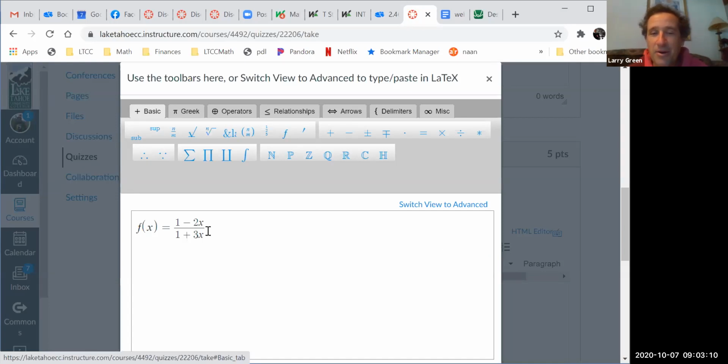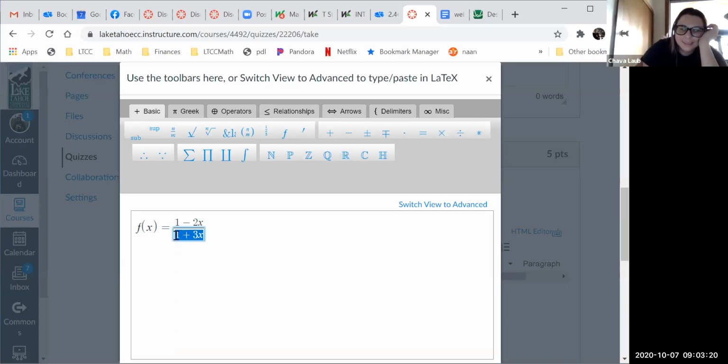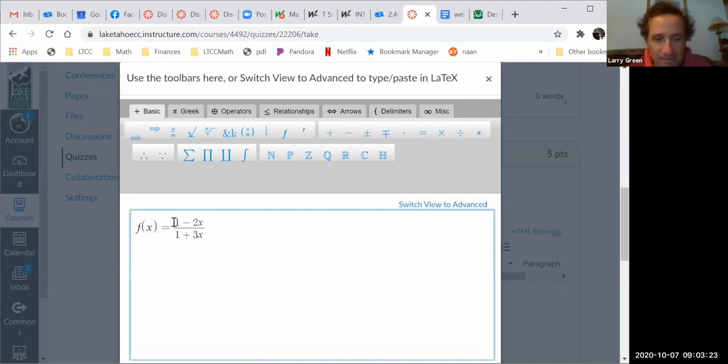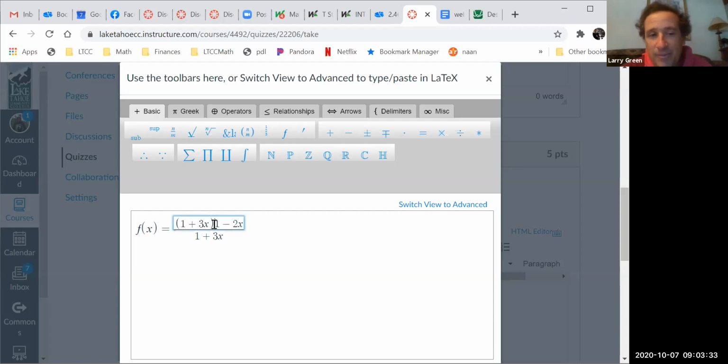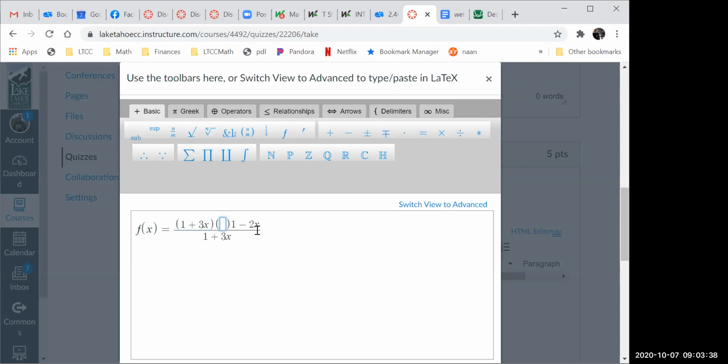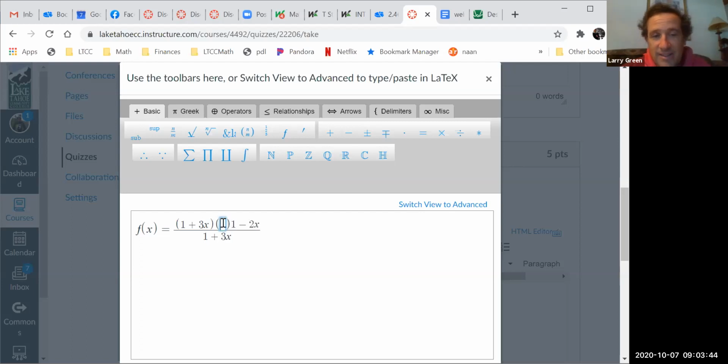And hopefully you remember the poem. What's the first word in the poem? Low. So I'm going to take 1 plus 3x and just copy it and paste it. There's my low. And then, what's the next piece of the poem? D high. So what's the derivative of 1 minus 2x? -2.